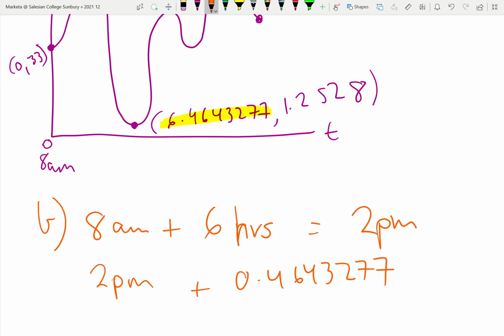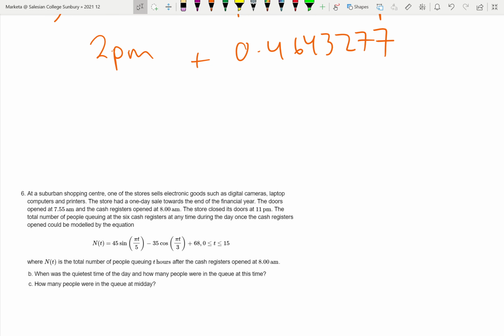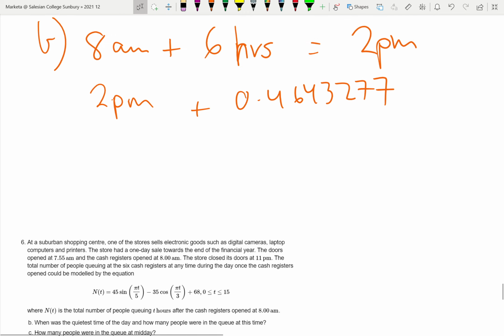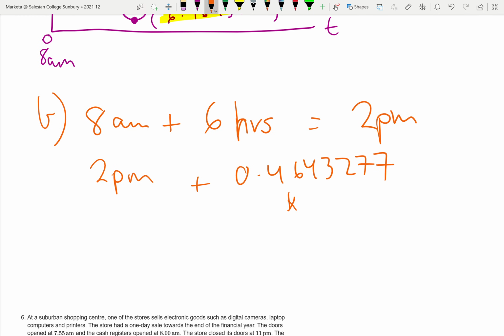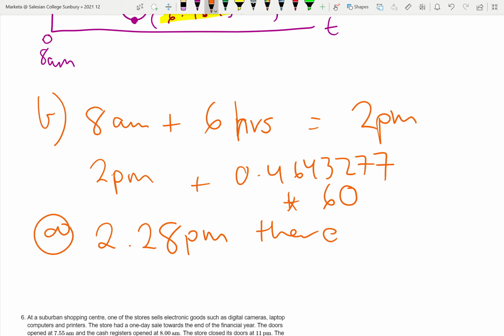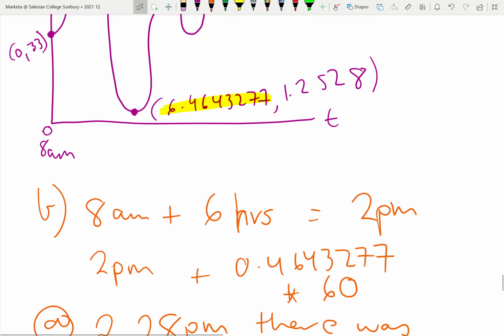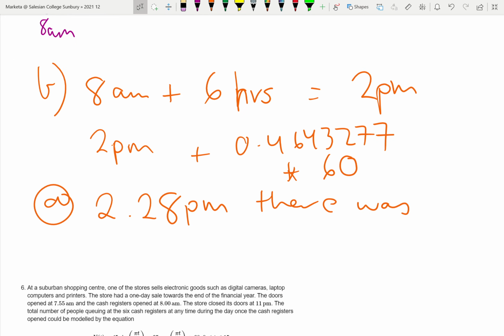0.4643277. Be careful here, because we want to say the time. It's telling us at what time was this. It's not saying to 2 decimal places or anything like that. So we need to make sure that we multiply this by 60, so then we can get it as a fraction of an hour. And what we get is 0.28. So it's 2:28 p.m. At 2:28 p.m. our point was 1.2528, so one person. So that would be that.